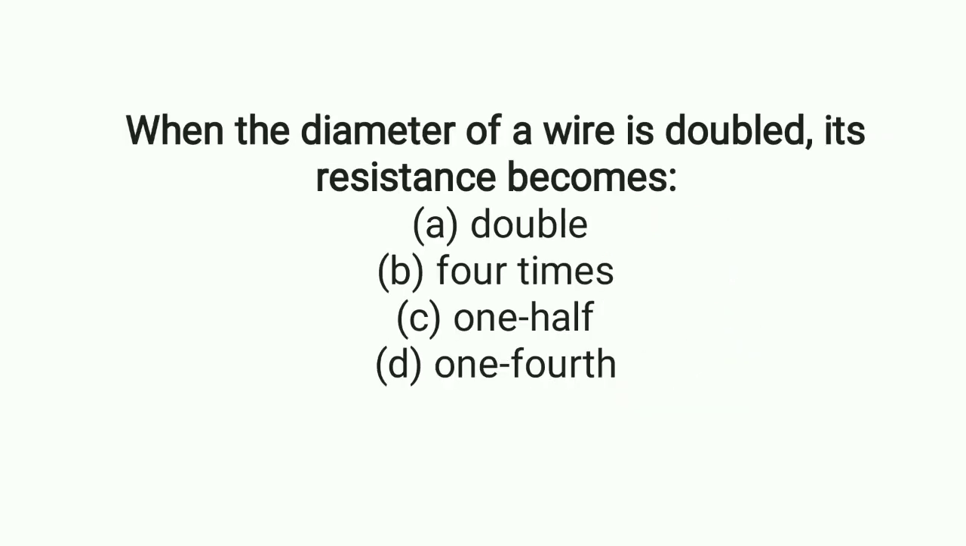When the diameter of a wire is doubled, its resistance becomes. So here the answer is 1/4. Okay, remember this one. Whenever we double the diameter of a wire, its resistance will become 1/4, because the diameter and the resistance are inversely proportional to each other. So if we double, the resistance will become 1/4.